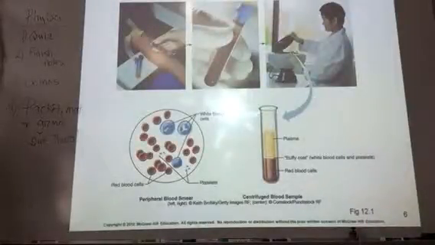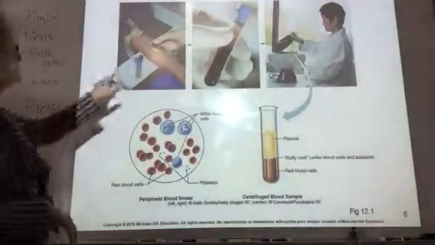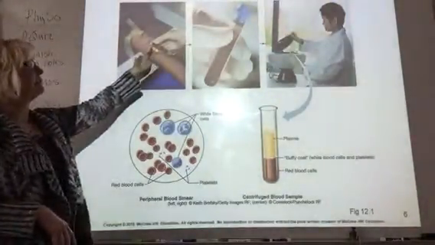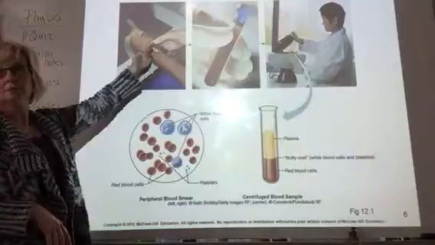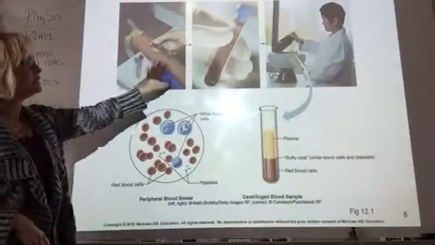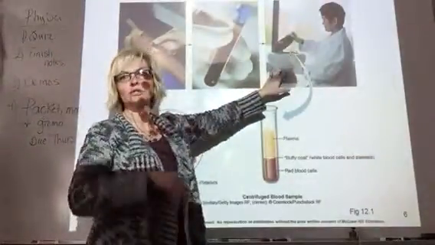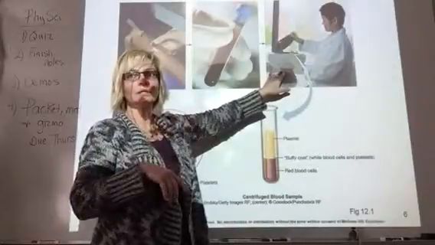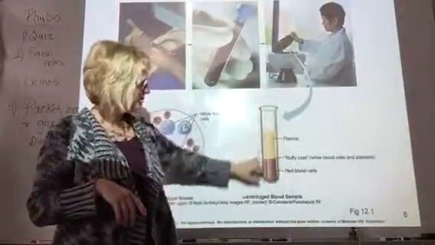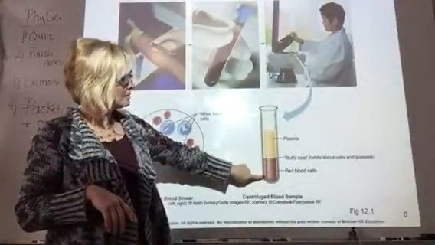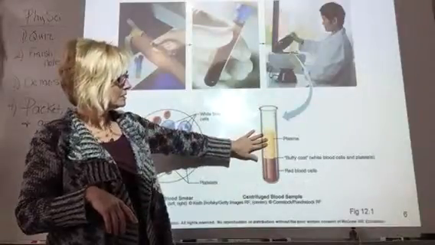So here's an example of a hematocrit. I'm assuming some of you have had blood drawn similar to this. And then what they do is they take it and they centrifuge it, so they spin it very quickly. And then what happens is the larger cells go to the bottom, the liquid goes to the top.